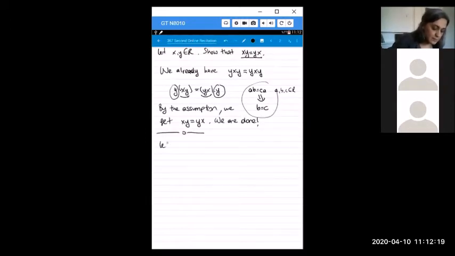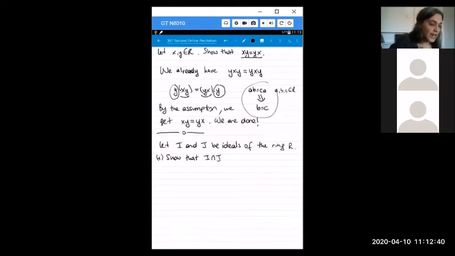Then, continuing with the third question, let I and J be ideals of the ring R. Now, in the first part, we are going to show that I intersection J is an ideal of R.